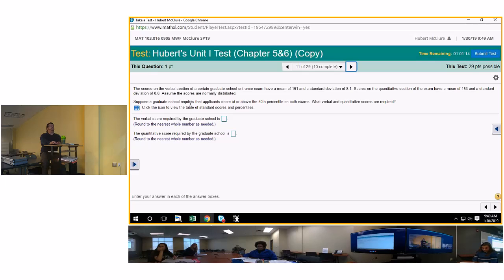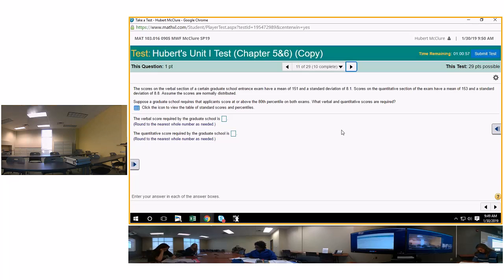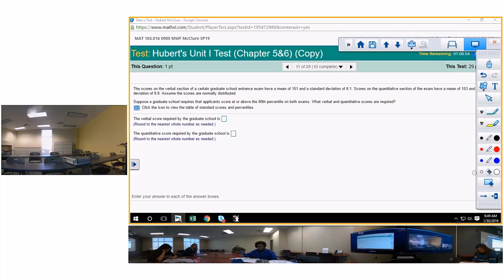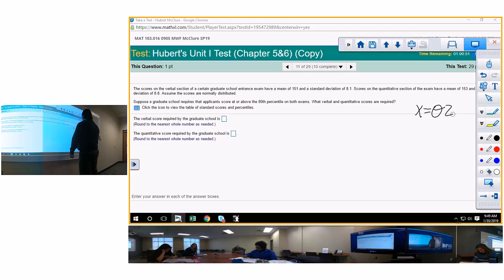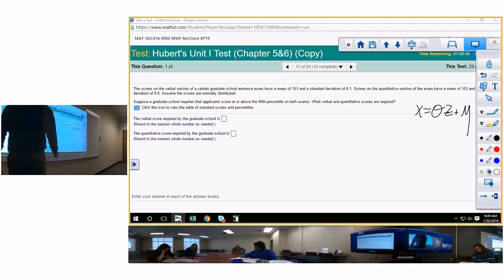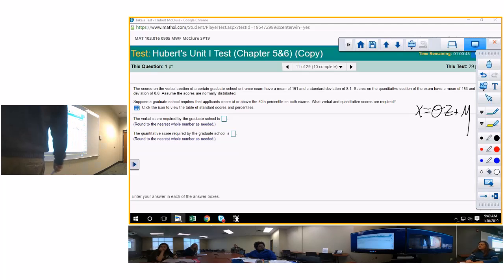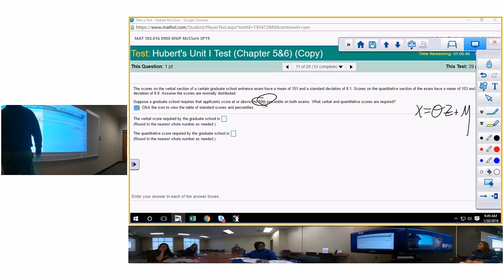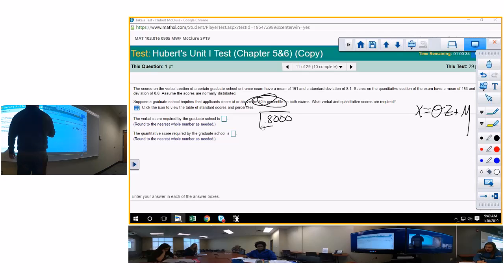Suppose that a graduate school requires the 80th percentile. So you want to find the area, the 80th percentile. Remember, inverse norm. Okay? So this is x equals σz plus μ. Remember we did this the other day. Actually, you don't even need the curve because what do we got? The 80th percentile. So that's 0.8000. Okay?